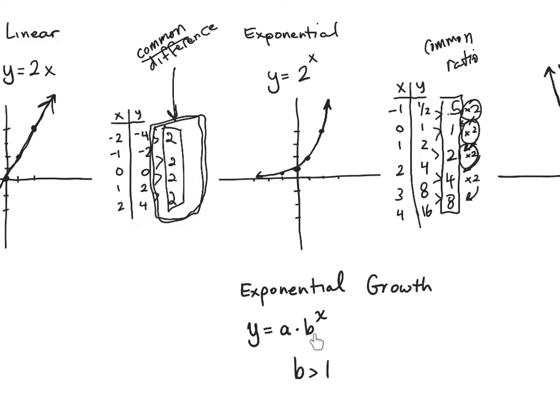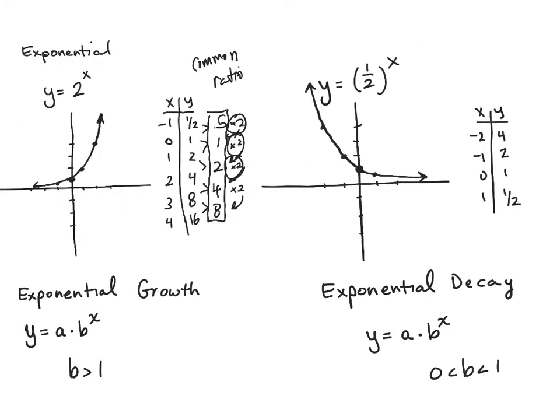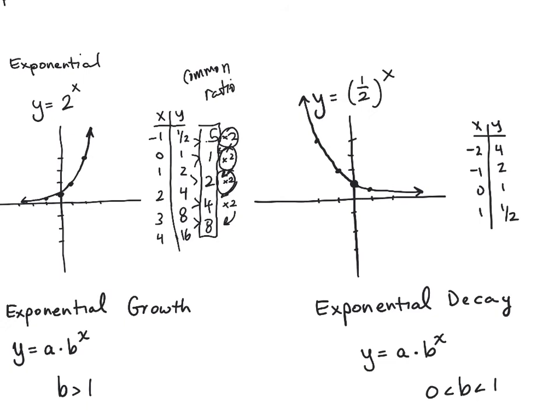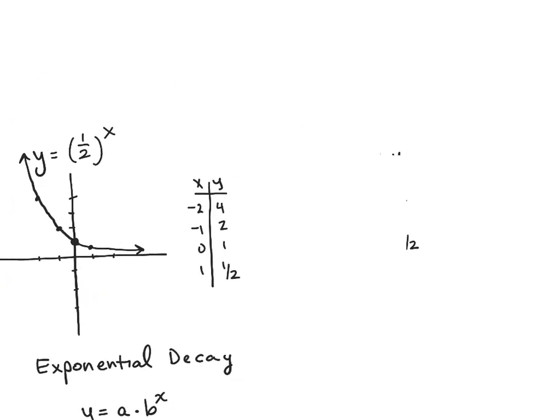b, the base, determines whether or not we have exponential growth, or decay. Here's another exponential function, y equals 1/2 to the power of x. Now this is still considered exponential because we have a base raised to an exponent, and the variable is the exponent. And I want to make this clear. Just because a function has a base and an exponent does not make it exponential. See, in section 3.2, let me get a clean slate here.